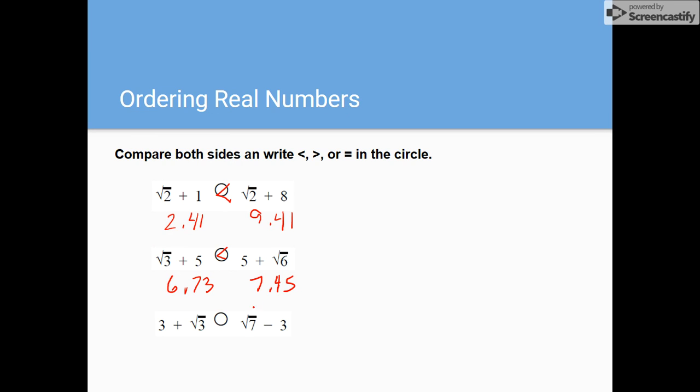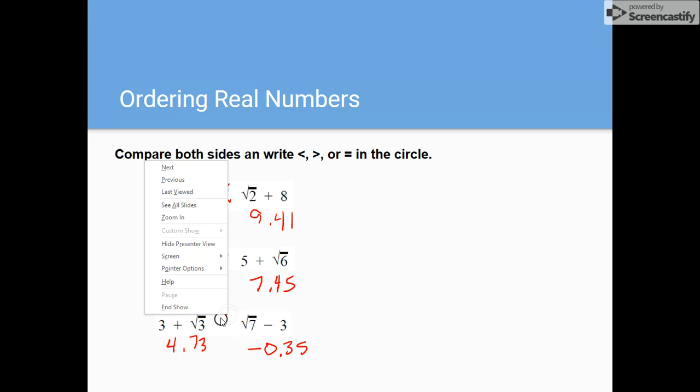Down here, I've got 3 plus the square root of 3, and that equals 4.73. I've got square root of 7 minus 3. I made a boo-boo there. Mostly it's because I have big fingers. And that one is negative 0.35. Well, negative is definitely smaller. So, whoops. So this one's going to go this way.